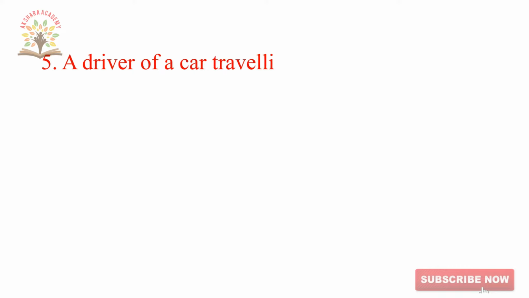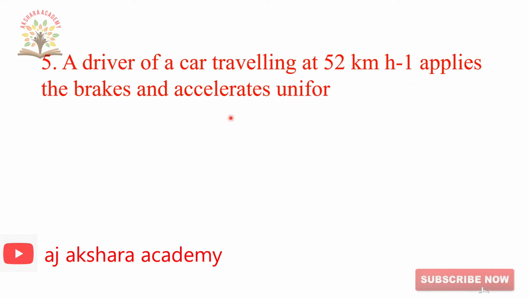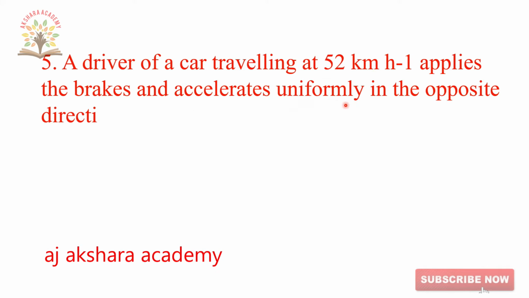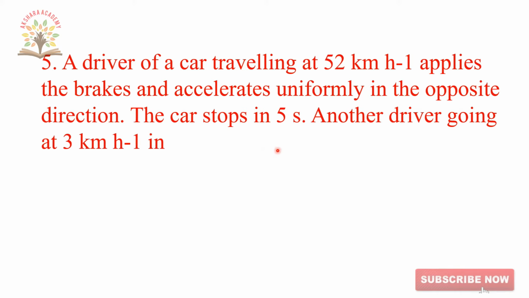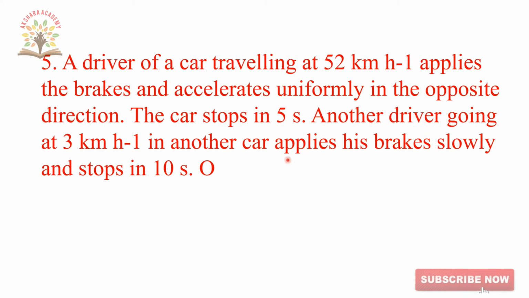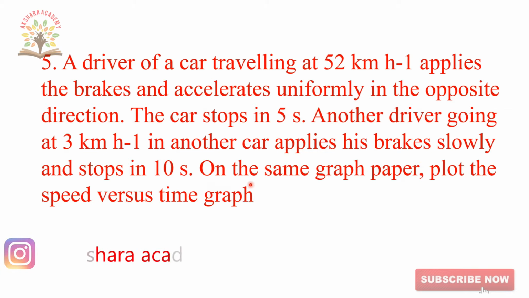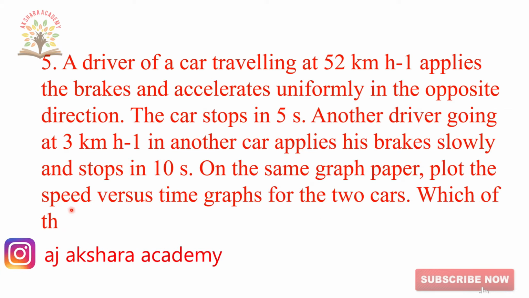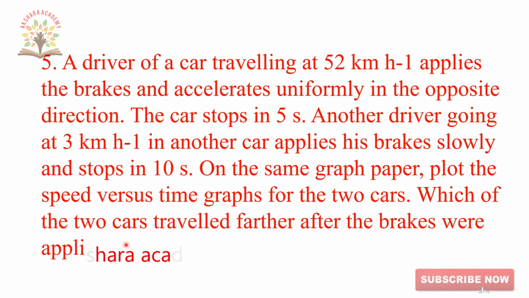A driver of a car traveling at 54 km per hour applies the brakes and accelerates uniformly in the opposite direction. The car stops in 5 seconds. Another driver going at 3 km per hour in another car applies his brakes slowly and stops in 10 seconds. On the same graph paper, plot speed versus time graphs for the two cars. Which of the two cars traveled farther after the brakes were applied?